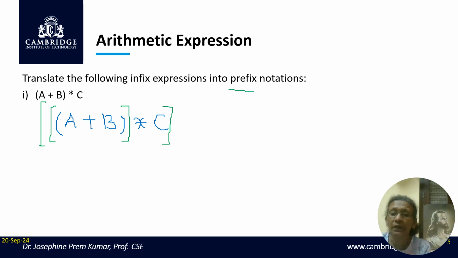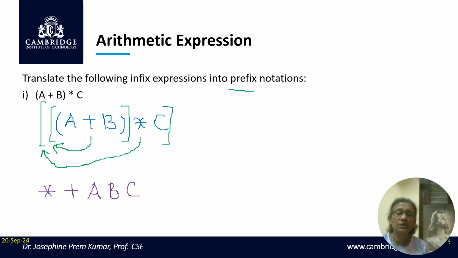Now, since I want prefix, the operator has to come before. So, the operator, I will shift to the left bracket. In the place of this square bracket, I will put plus. From the innermost, I move. Next, I have this, which will be shifted to this. So, my equivalent prefix notation would be, instead of this left square bracket, I will have multiplication. Instead of this square bracket, I will have plus. And then I have A, B, and then C. So, star plus ABC is the equivalent prefix notation for A plus B into C.